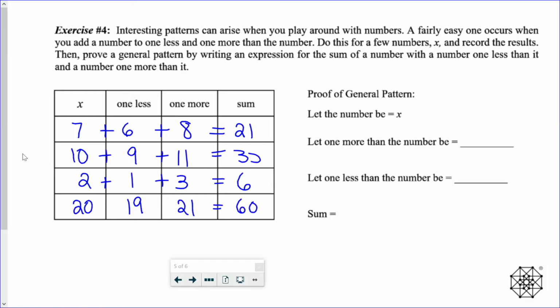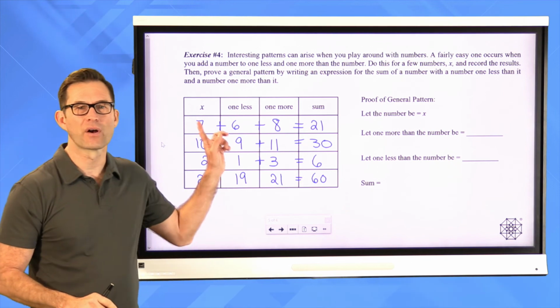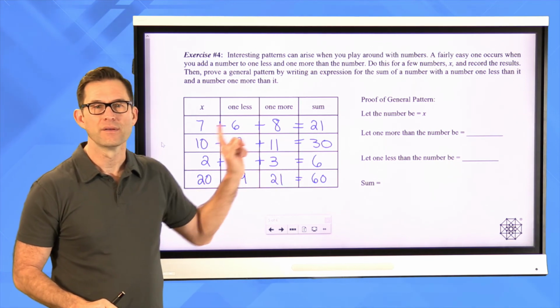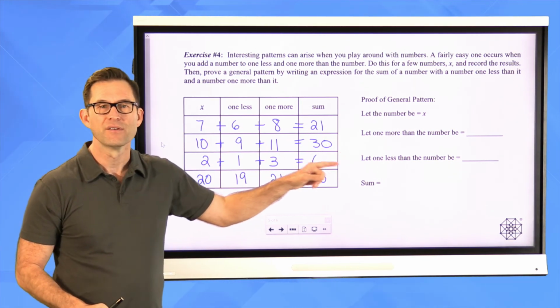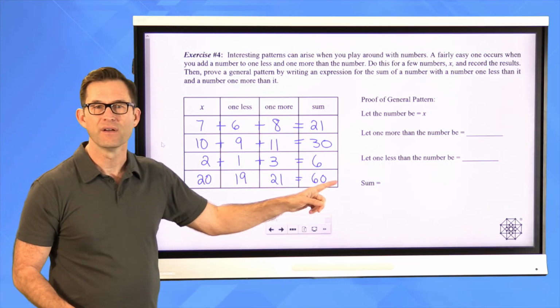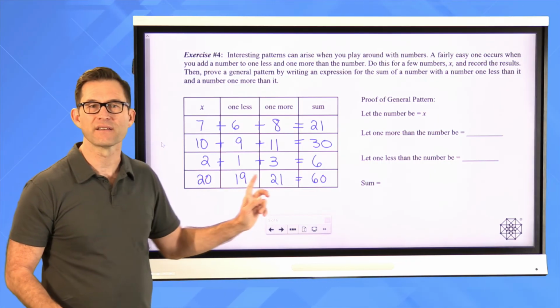That doesn't look like a 30. That looks like a 3 with a backwards C. That's weird. All right. So it's the pattern, right? I started with 7, I got 21. Started with 10, I got 30. Started with 2, I got 6. Started with 20, and I got 60.